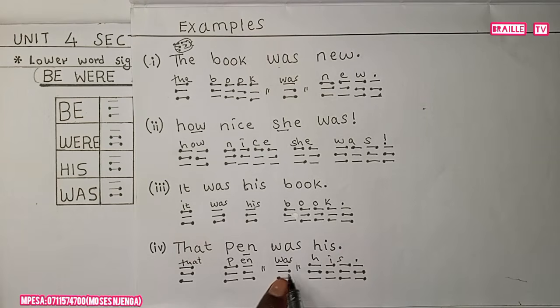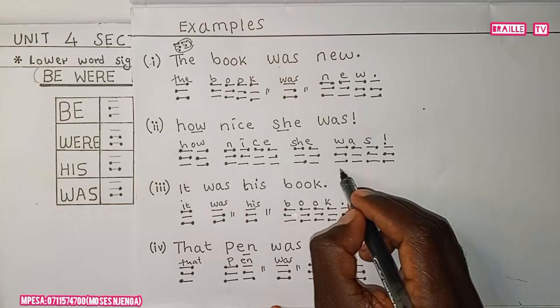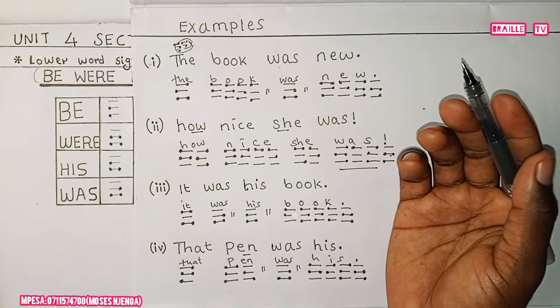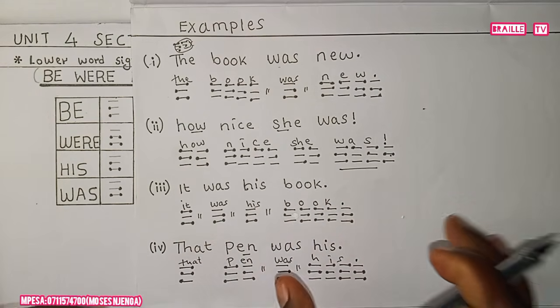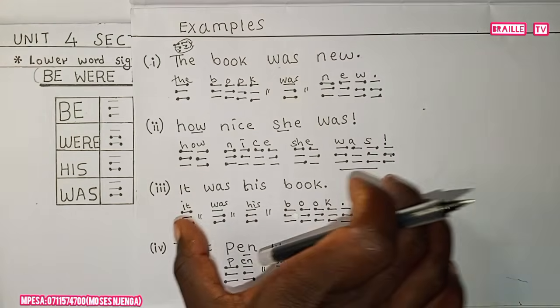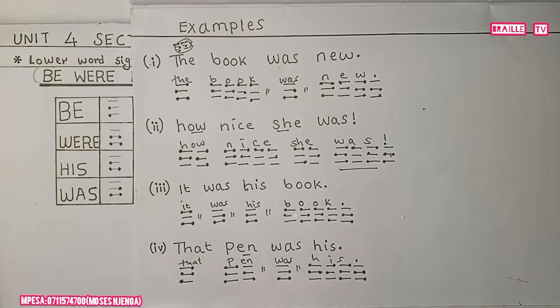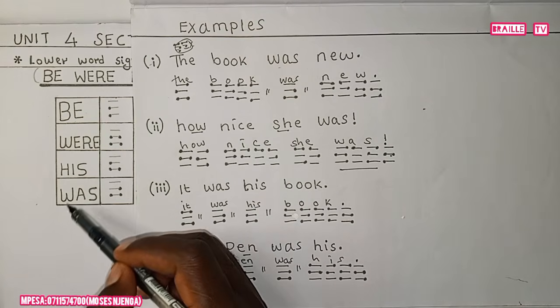So you can see now it must be spaced. Was is spaced, his here you space. Was here you spell out because of this punctuation. Was here we spaced, and again was here we have spaced. This is how you are supposed to write be, were, his, was as word signs. You must space them, even when you get were, his, was, or be.